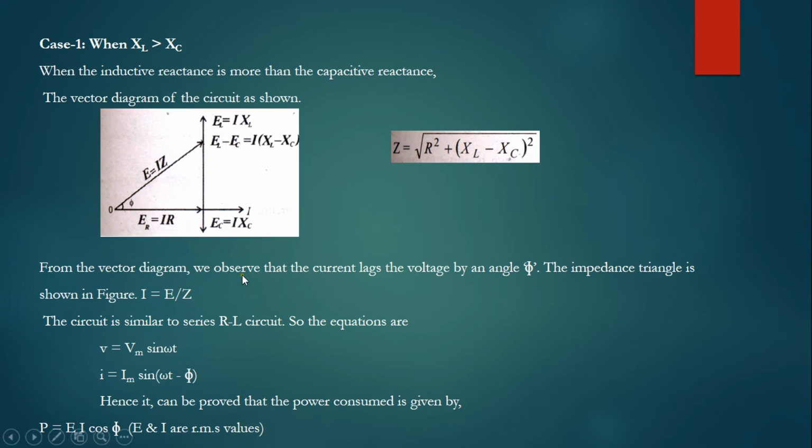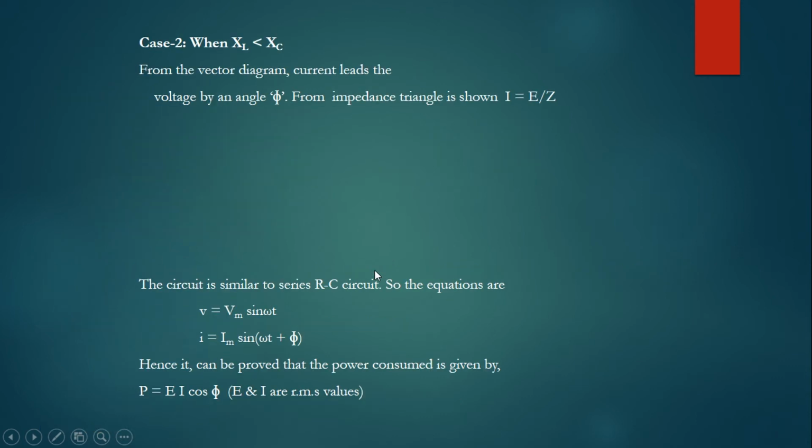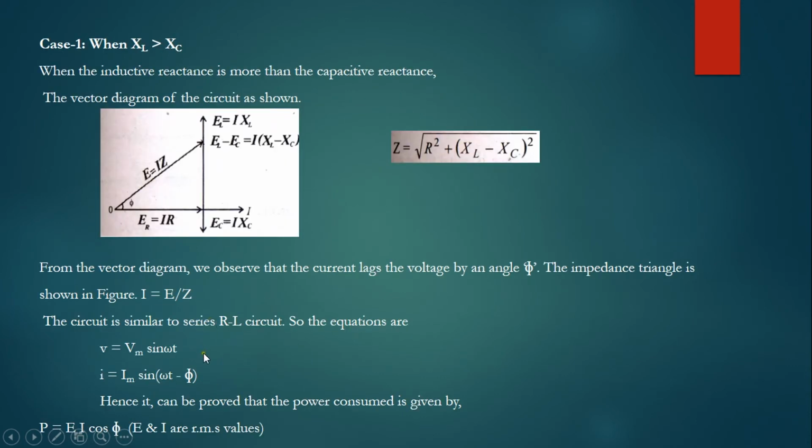From the vector diagram, we can observe that current lags behind the voltage by an angle phi, which I have already seen. The impedance triangle is given by I equal to E by Z. Once again, if it converts into an RL series circuit, then the current lags behind the voltage, and everything turns towards the RL series circuit. V is equal to Vm sin omega t, I is equal to Im sin omega t minus phi, because the current lags behind the voltage by an angle phi.